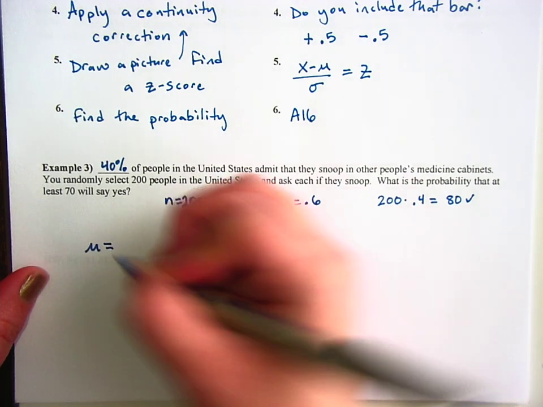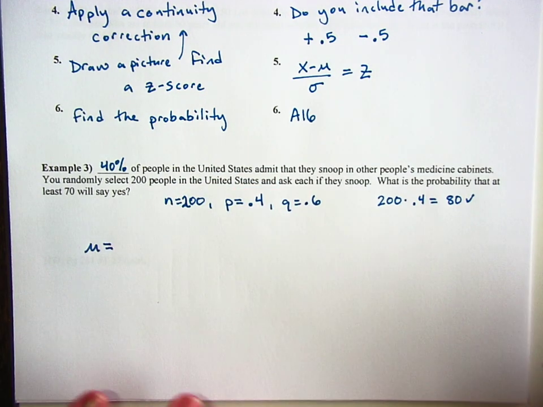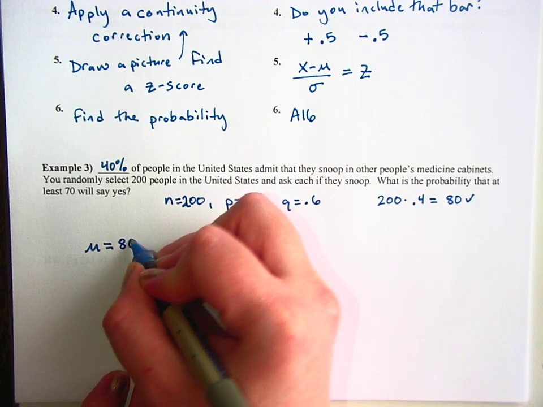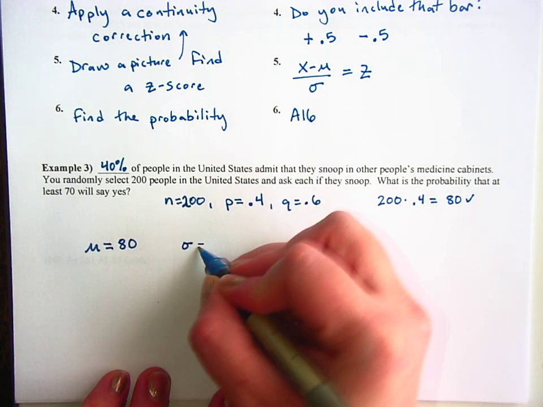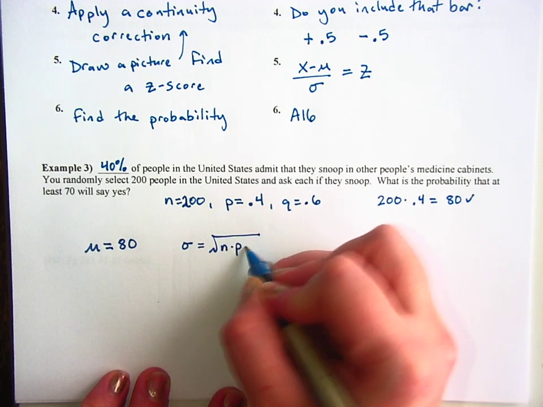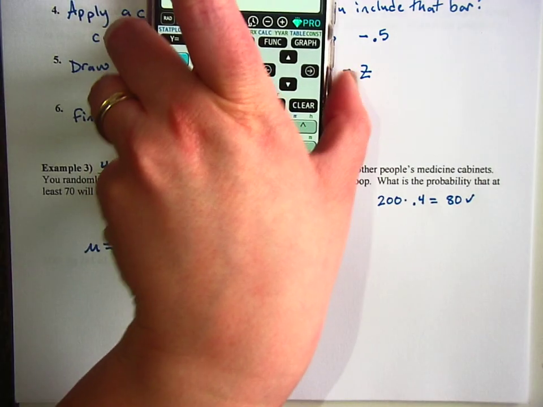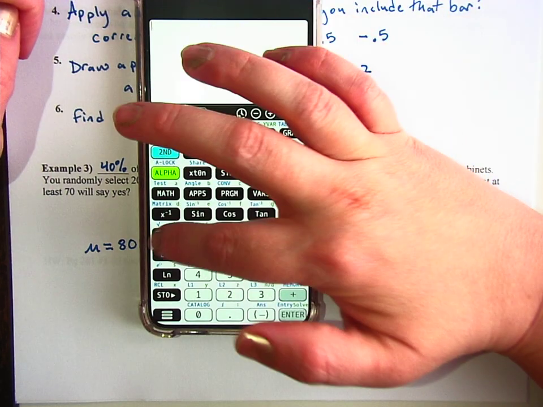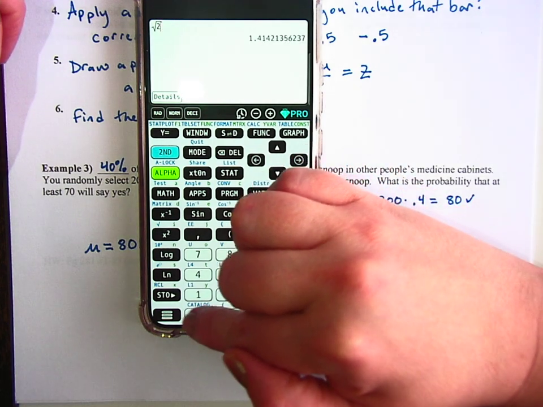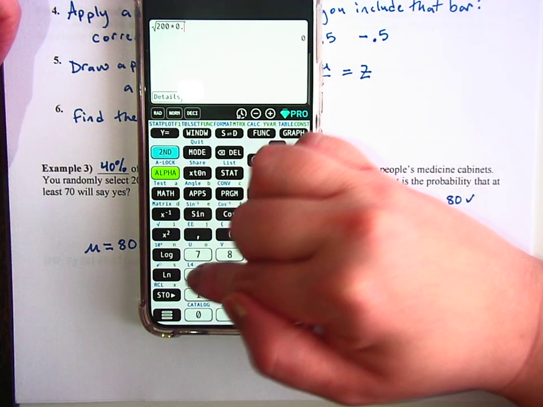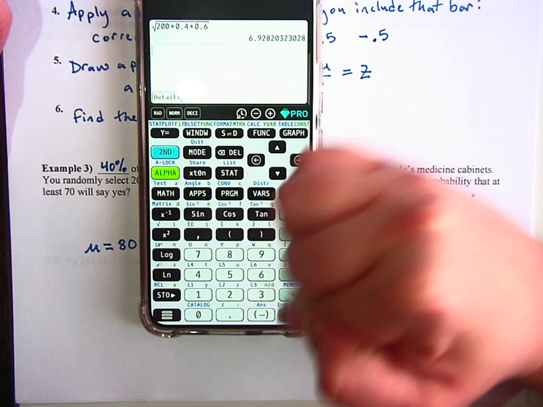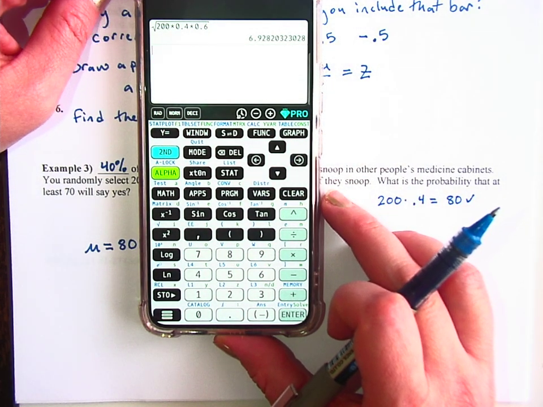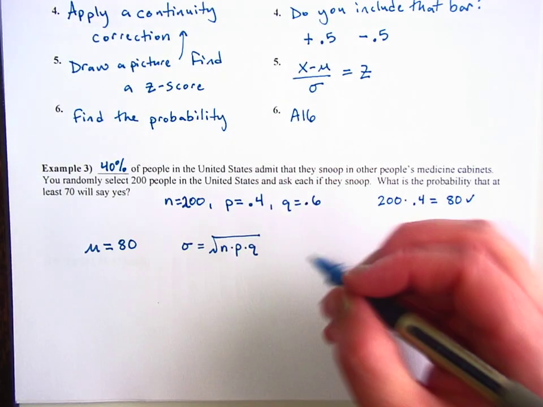So the next thing we do is we put out mu. Mu is n times p. We just figured out n times p, so mu is 80. And then the standard deviation is the square root of n times p times q. So in my calculator on my phone, I'm going to type in 200 times 0.4 times 0.6. I got about 6.93.